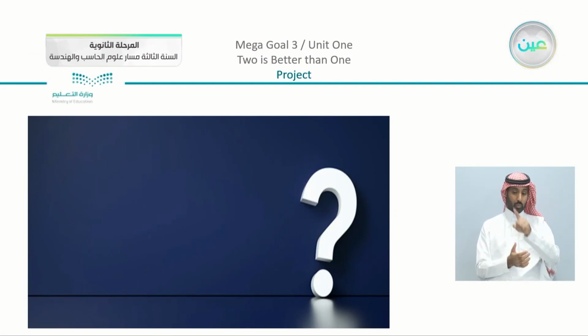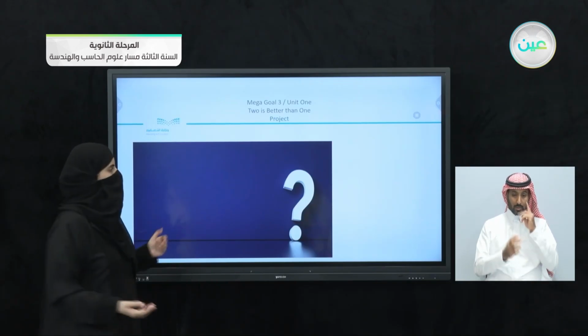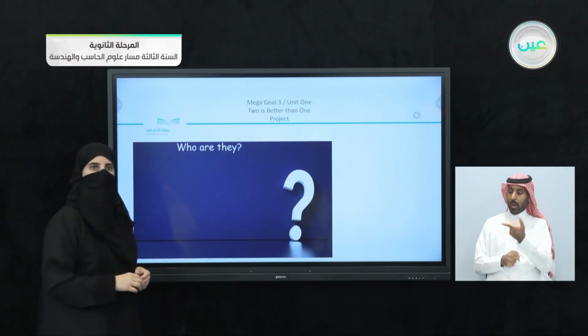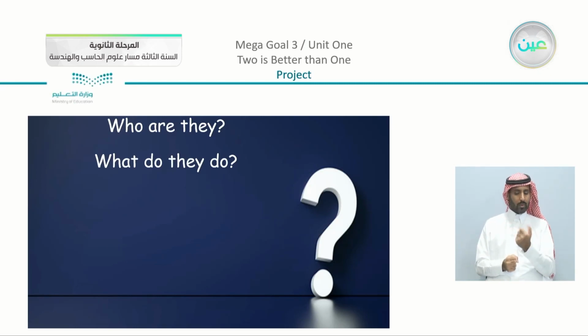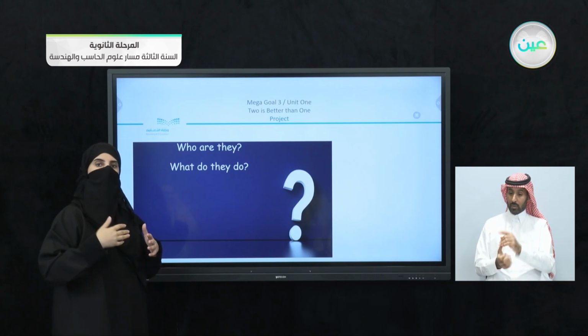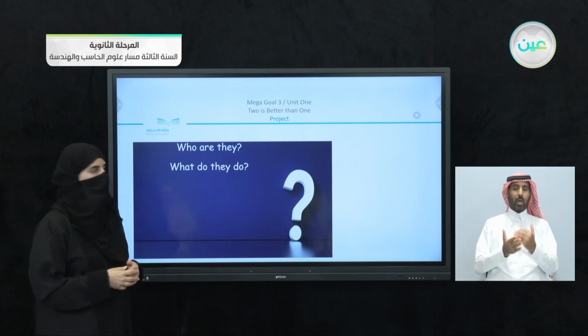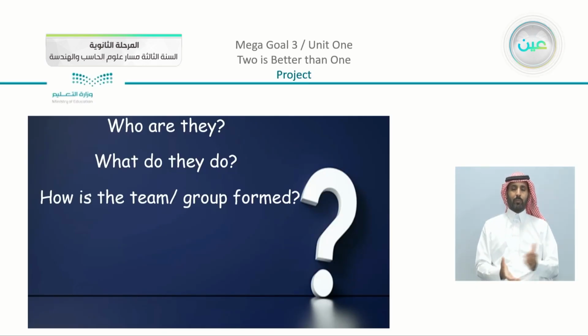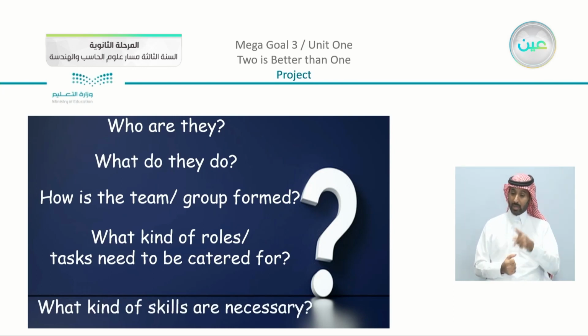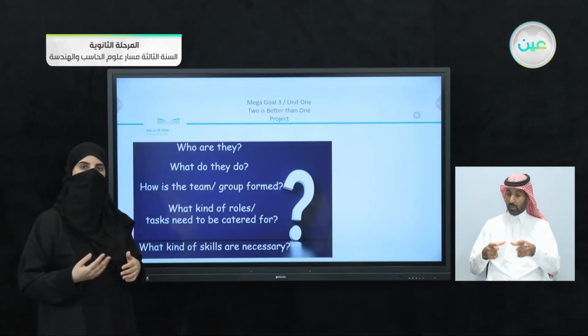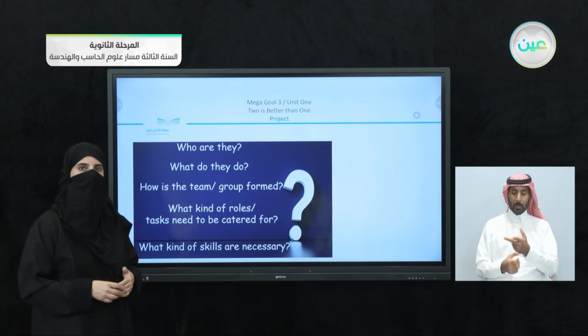Now we have questions that you must answer or search within the project. We have here, who are they? Who are the members that you are talking about? What do they do exactly? Now, these are detailed questions that are connected to the chart that I just told you about. How is the team or the group formed? What kind of roles, tasks need to be catered for? So there must be different roles or tasks. And at the end, what kind of skills are necessary? So these skills, of course, are different depending on the type of team that you have.